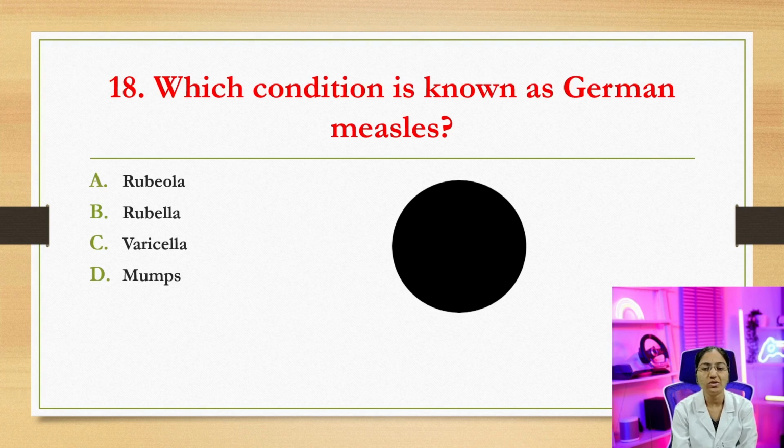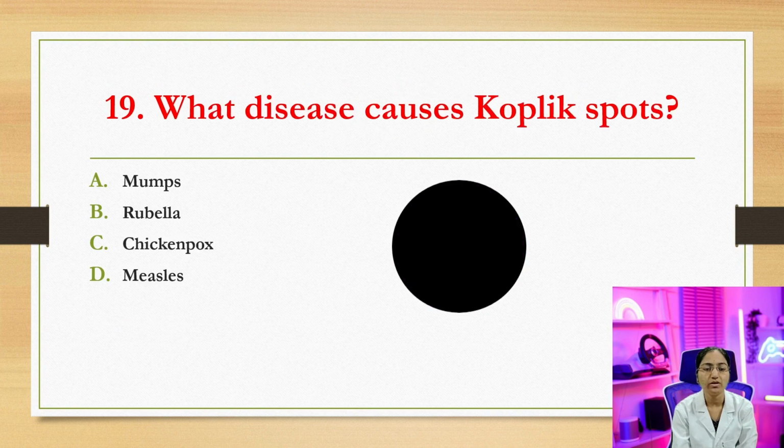Which condition is known as German measles? Here are the options. Right option is rubella. We'll move to the next one.